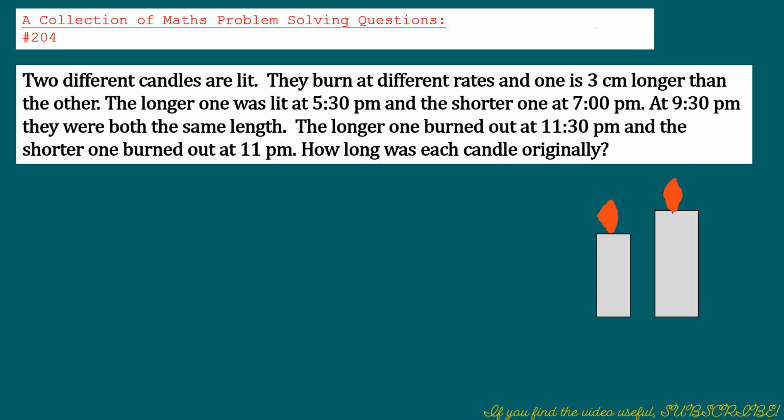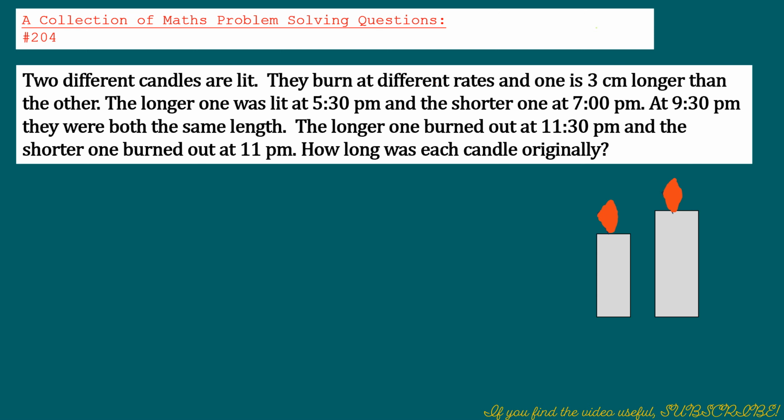Two different candles are lit. They burn at different rates, and one is 3 centimeters longer than the other. The longer one was lit at 5:30 p.m. and the shorter one at 7 p.m. At 9:30 p.m., they were both the same length. The longer one burnt out at 11:30 p.m. and the shorter one burnt out at 11 p.m. How long was each candle originally?